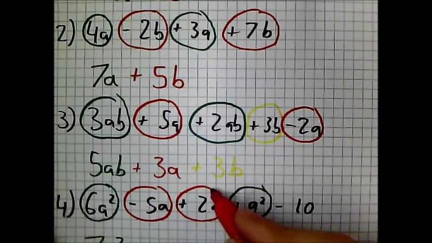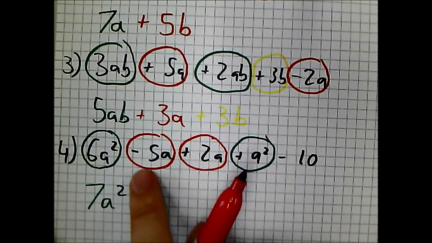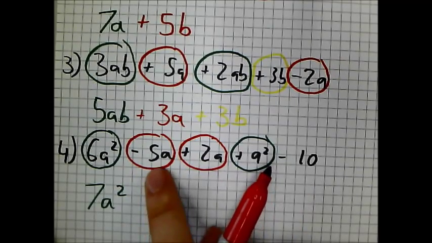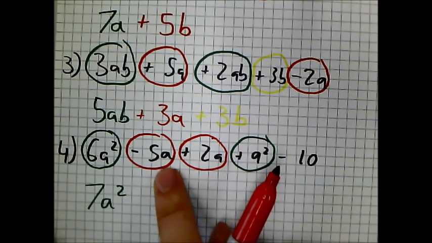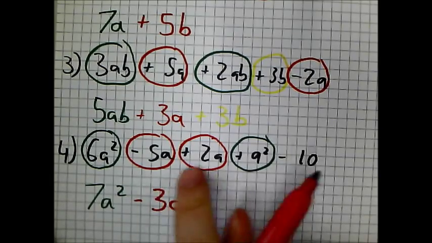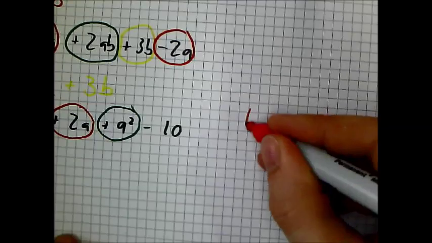Minus 5a, that's an a. This is where you need to be a little bit careful. So if you start at negative 5 and you go up by 2 towards 0, you've got negative 5a, negative 4a, negative 3a. So that's negative 3a. That might cause some of you some issues.